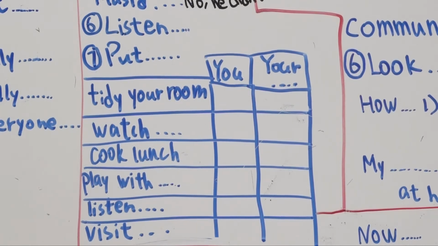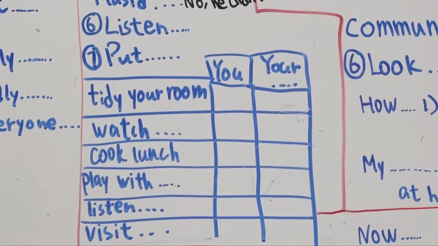Alright, everybody, now let's repeat the dialogue in your book. Did you tidy your room yesterday? No, I didn't. Did you watch TV? Yes, I did. So actually you have to do something on part 7. This is just an example, right?